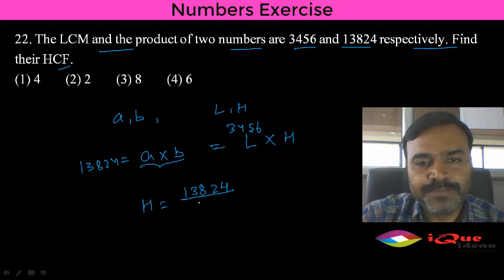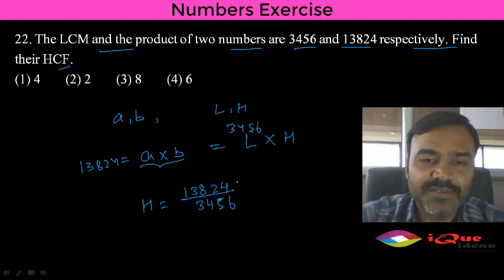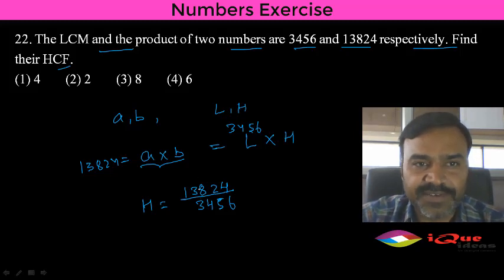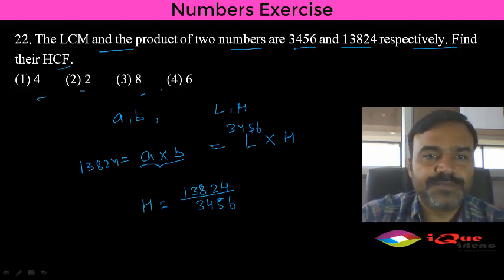13824 divided by 3456. Now you have to divide it carefully, right? We know that it is definitely going to be divisible because the options are integers.